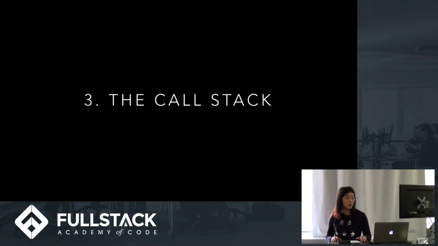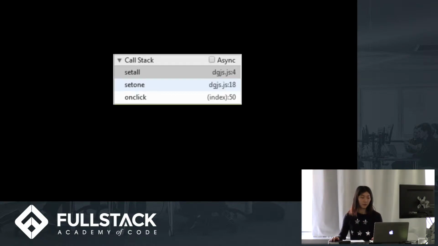And then there's the call stack. You probably already know this: when the code is paused at a breakpoint, the call stack shows what function calls brought you to that breakpoint. In this example, here are all the functions that brought the code to the current point in reverse chronological order. So in this example, onClick called set1, which called setAll, and that's where we're currently paused.